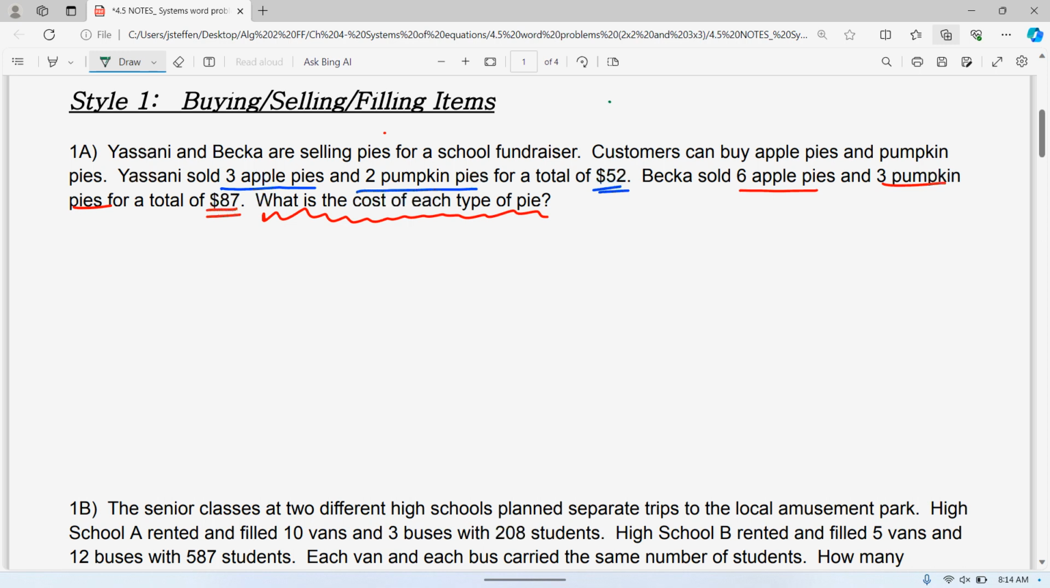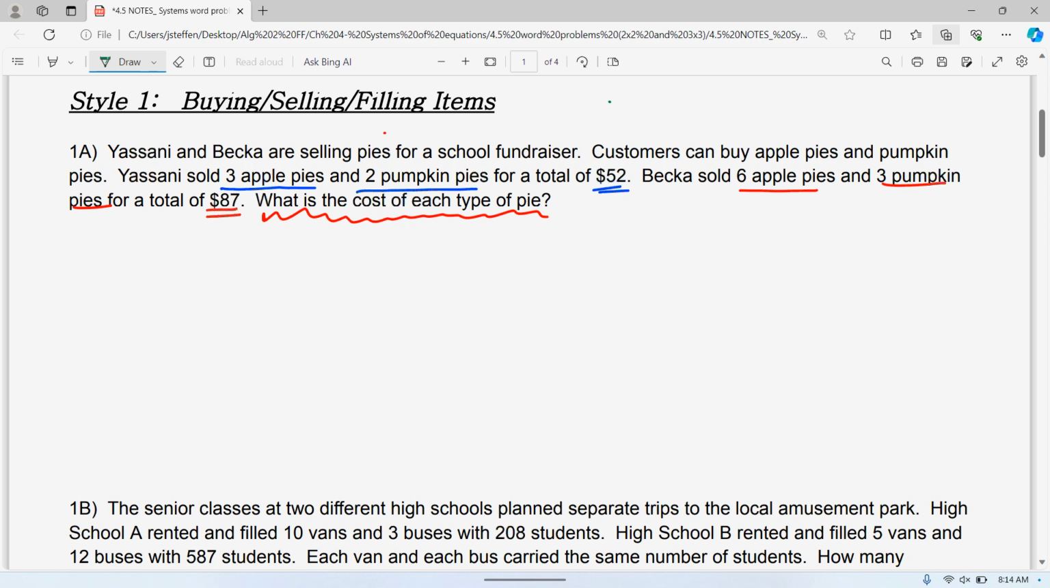So, for instance, when you're defining the variables, look at what they're asking. It says, what's the cost of each type of pie? I've had people say A is equal to pie. Well, it's nice to say it's the cost of each apple pie. Because if you just say apple pie, is that how many apple pies? Is that how much they weigh? So I think it does help to be a little bit descriptive when you define your variables.